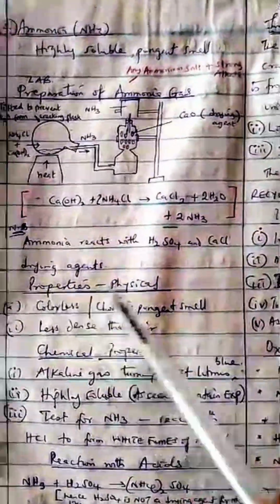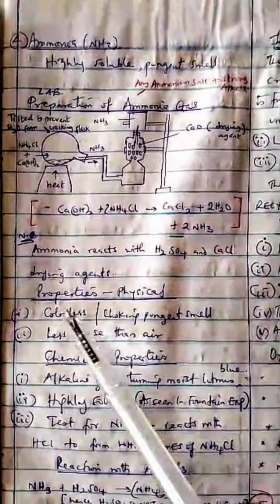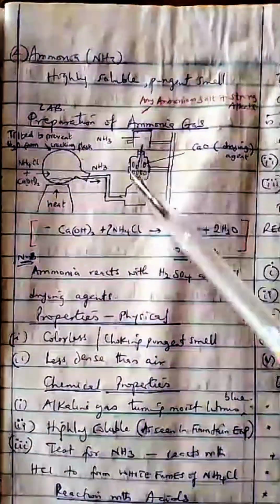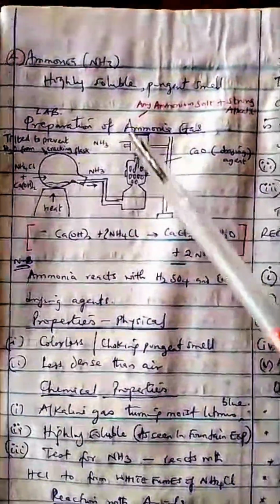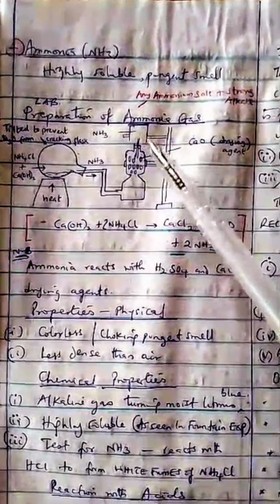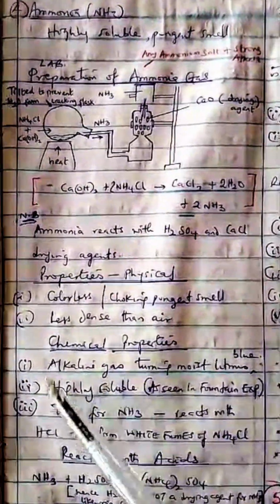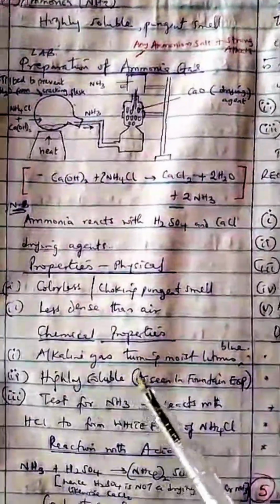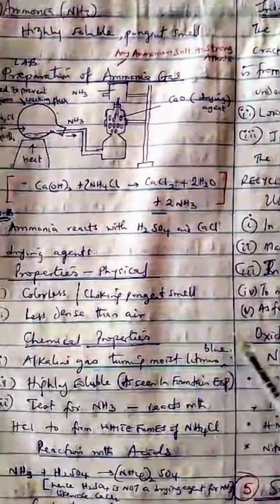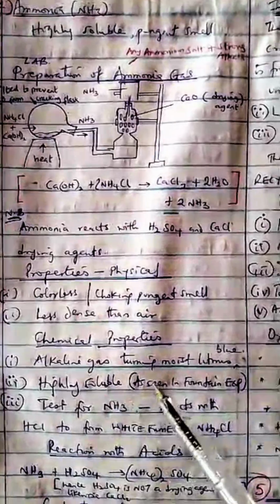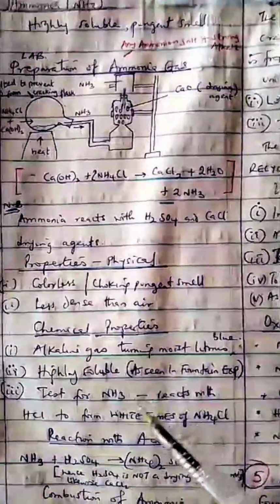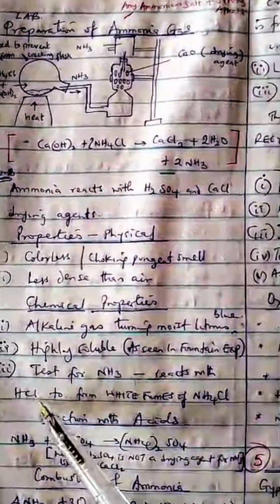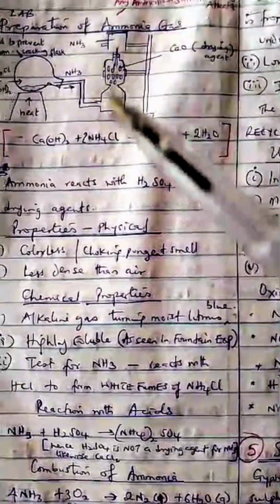Alright, so let's look at the physical properties of ammonia. Ammonia is colorless. It has a choking, pungent smell. It's less dense than air, that's why it is collected by upward displacement. Now let's look at the chemical properties. It's an alkaline gas, the only alkaline gas, therefore turning moist litmus blue. It's highly soluble, as seen in the fountain experiments, just like hydrochloric acid. The test for ammonia is that it reacts with hydrochloric acid to form white fumes of ammonium chloride.